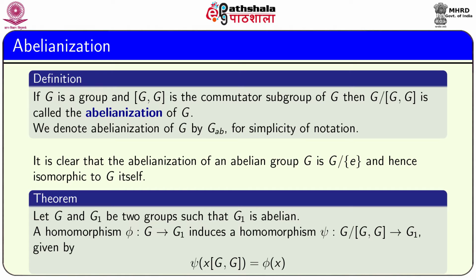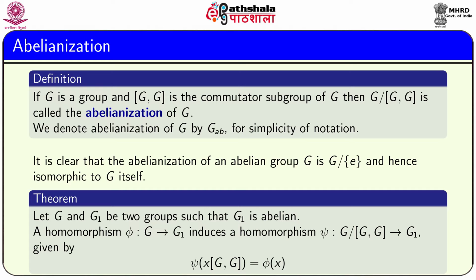It is clear that the Abelianization of an abelian group is always isomorphic to itself. If G and G1 are two groups such that G1 is abelian, and if we have a homomorphism phi from G to G1, then that particular homomorphism always induces a homomorphism psi from the Abelianization of G to G1 given by psi of x G' is equal to phi x.